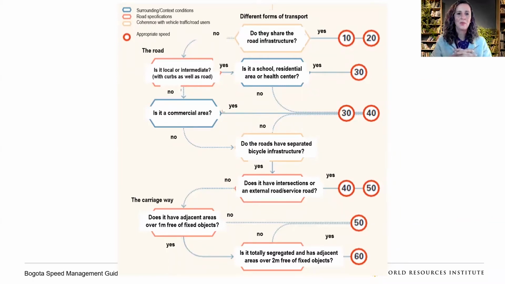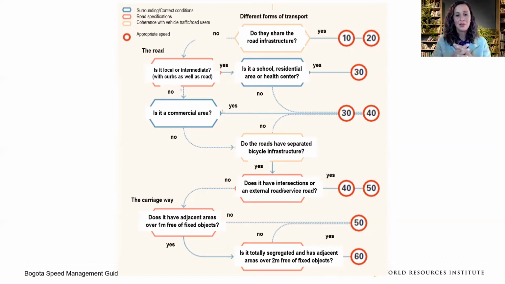is the best speed. So if you have, for example, a market where you have a mix of people walking, cyclists, and vehicles going around, you might want to have really low speeds, 10 to 20 kilometers per hour. Schools and health areas, you might want 30 kilometers per hour or lower. If you have a commercial area, you can consider 30 to 40 kilometers per hour. If you have cycling infrastructure, very similar, unless it is segregated, is protected, and then you might want to consider 40 to 50 kilometers per hour.